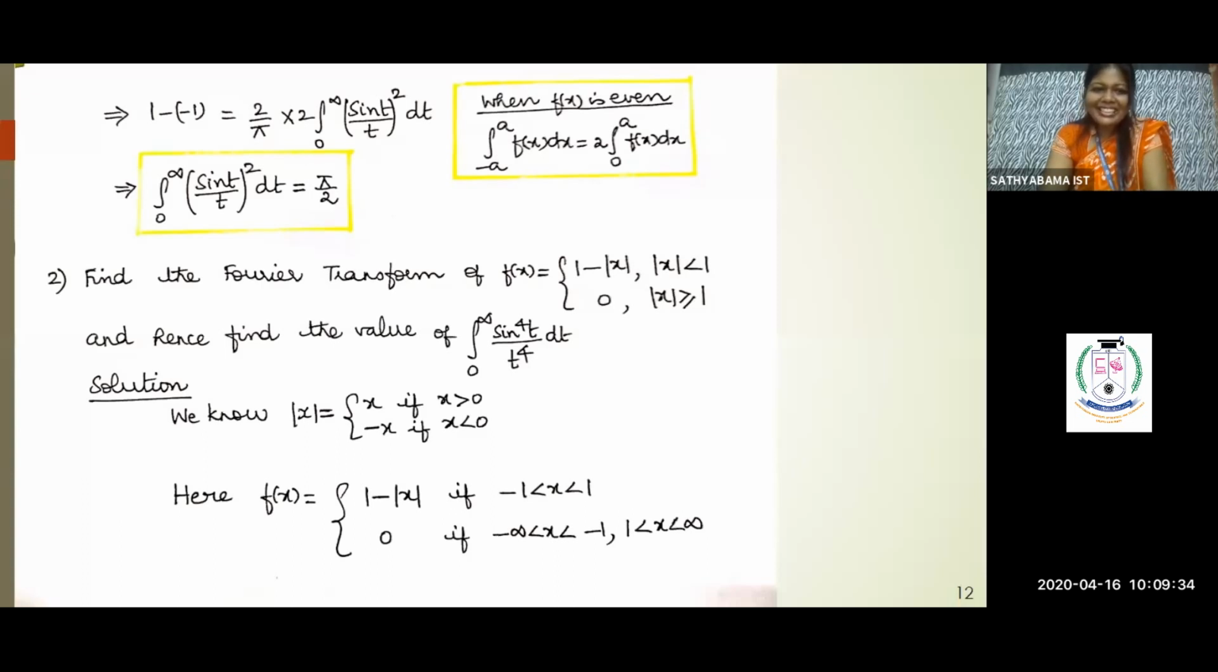Okay, that's it. So what is the integral 0 to infinity sine t by t the whole square dt? That is equal to, bring everything to the other side, you get pi by 2. Okay, so the value of this integral is also pi by 2. And this we found using Parseval's.